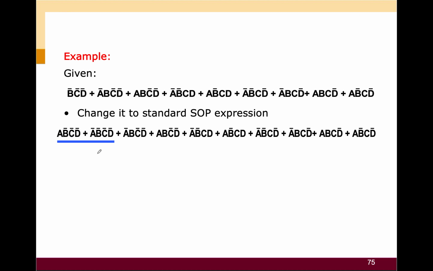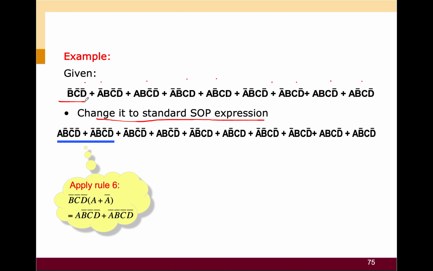So there is a long example here. 1, 2, 3, 5, 6, 7, 8, 9. So change it to the standard SOP expression. You need to convert it, and of course you will get a long version, but over here you can see that only this one is missing. After that, you apply rule number 6, which is the one that is very easy for you to remember.